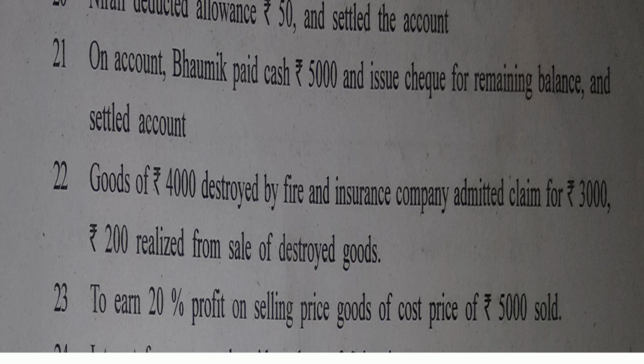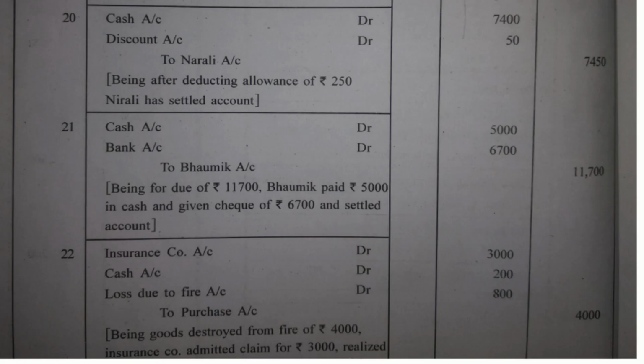Okay, next. Goods of rupees 4,000 destroyed by fire and insurance company admitted claim for rupees 3,000. Rupees 200 realized from sale of destroyed goods. The very first thing that we are supposed to understand here is that goods of rupees 4,000 have been destroyed by fire. So this is goods going out other than sales, and in this type of transactions, purchase account is always credited.